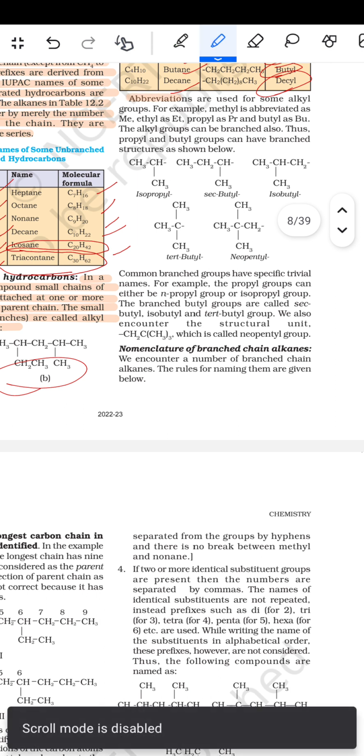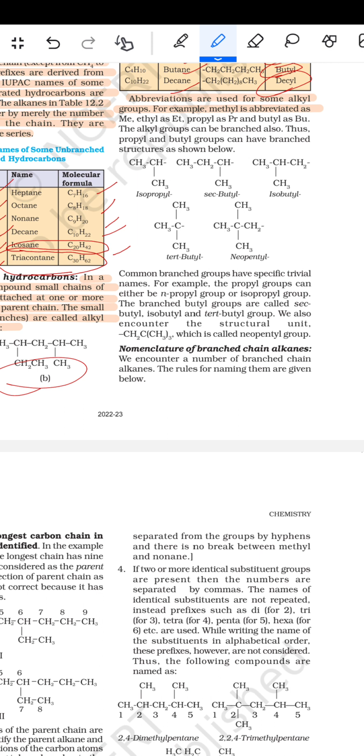Abbreviations are used for some alkyl groups. For example, methyl is abbreviated as Me, ethyl as Et, propyl as Pr, and butyl as Bu. The alkyl groups can be branched also, thus propyl and butyl groups can have branched structure as shown below. जैसे isopropyl, फिर sec butyl, isobutyl, फिर tert butyl और neopentyl.